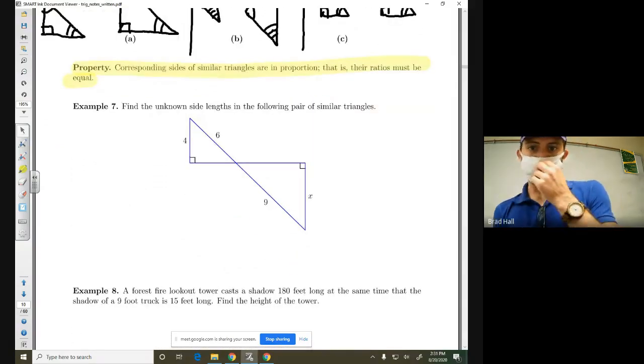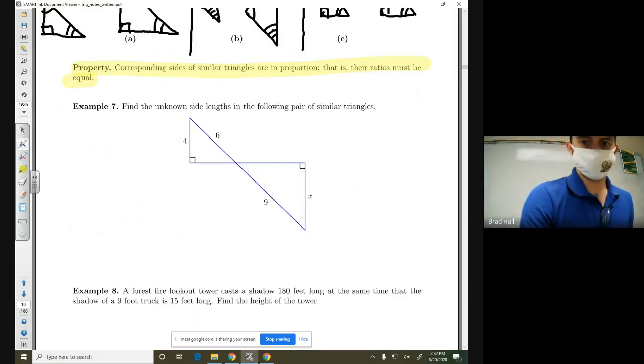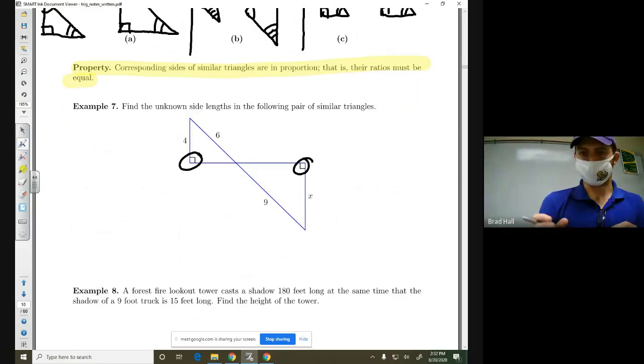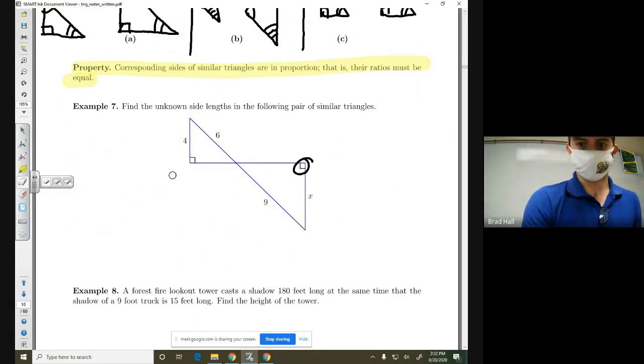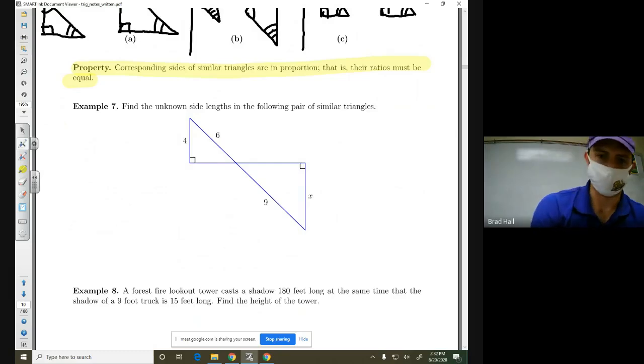Example 7 here wants us to find the unknown side length. And it says that these triangles are similar. They intentionally wrote it in a very wonky way, but seeing how we know that the right triangle is positioned here and here, we can rotate one of the triangles and make them oriented in the same way. So if we take this diagram, take the two triangles and write them side by side, let's go ahead and do that first.